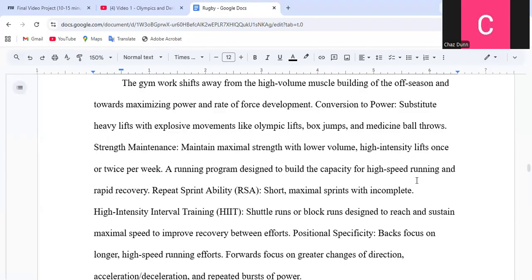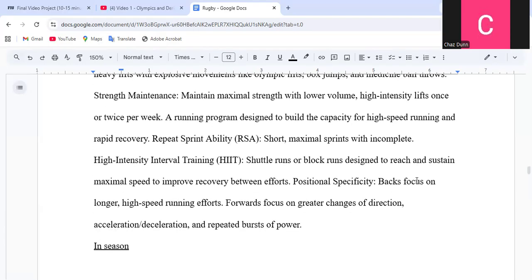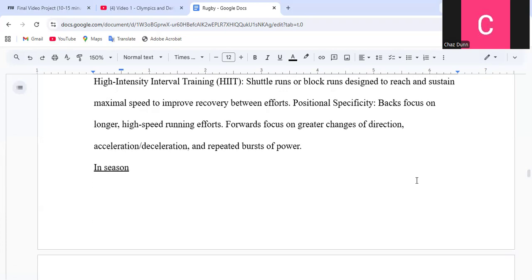A running program designed to build the capacity for high speed running and rapid recovery. Also, HIIT, high intensity interval training, such as shuttle runs or block runs designed to reach and sustain maximal speed to improve recovery between efforts.